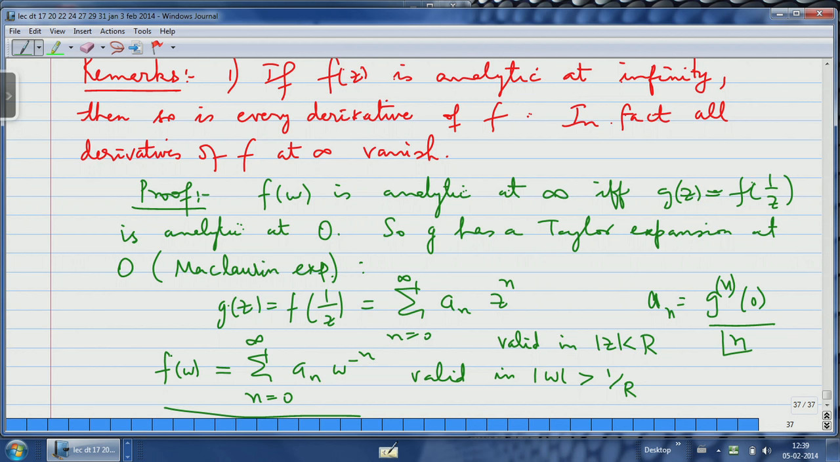you can differentiate this expression for f, this series for f of w, term by term, that is because of normal convergence. Okay. And if you do that, what you will get is again expressions of the same type. Okay. Because when you differentiate, of course, when I put n equal to 0, I will get a naught. And what is a naught? A naught is the value at the center.